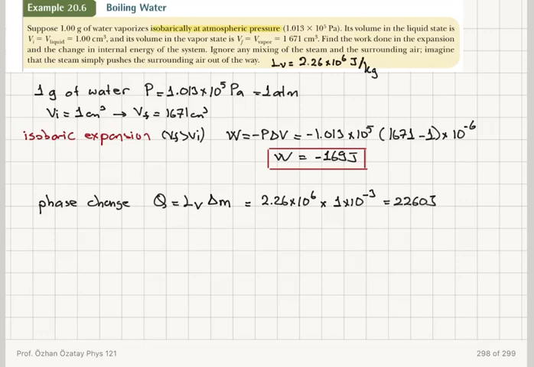So I find 2260 joules. And therefore, what it is asking me is the change in internal energy of the system. It's the heat added to the system plus the work done on the system. 2260 minus 169, it will be 2.09 kilojoules, the total internal energy change.